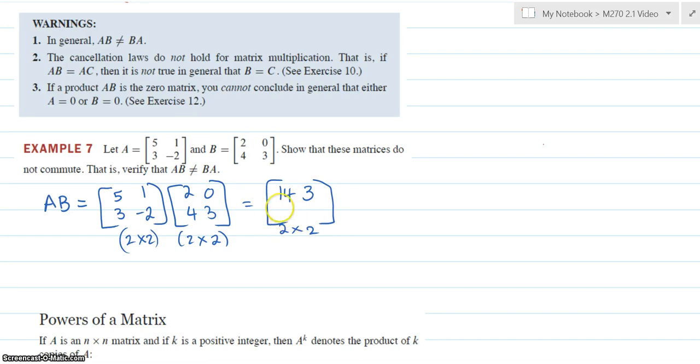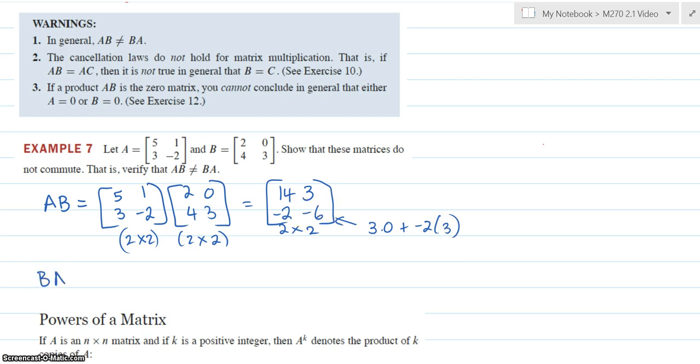How do you get the second row? This is the second row, first column, so I take the second row, first column: 2 times 3 is 6, plus negative 2 times 4 is negative 8. So that would be a negative 2. And finally, just to show you one, that's the second row, second column, so it's 3 times 0 plus negative 2 times 3. So that's a negative 6.